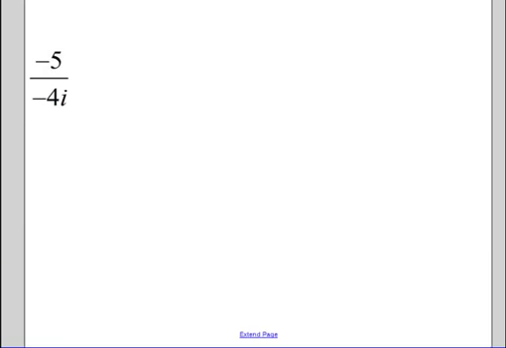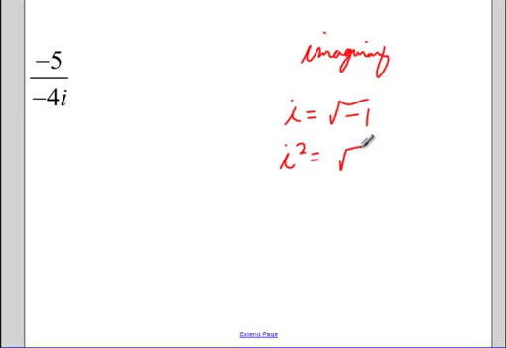Okay, now we're getting into imaginary numbers. So we're going to use the fact that i is equal to the square root of negative 1, so therefore i squared is equal to the square root of negative 1 times the square root of negative 1, which is equal to negative 1. So if I want to get rid of this i right here, all I have to do is multiply the top and the bottom by i.